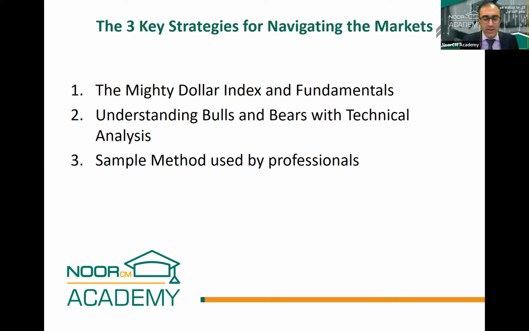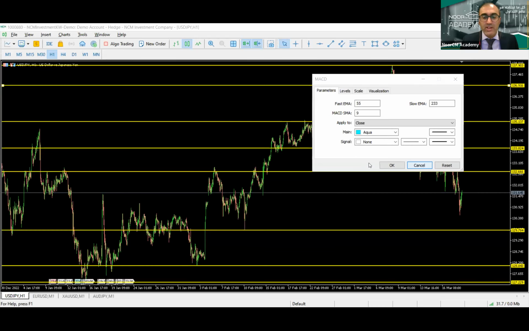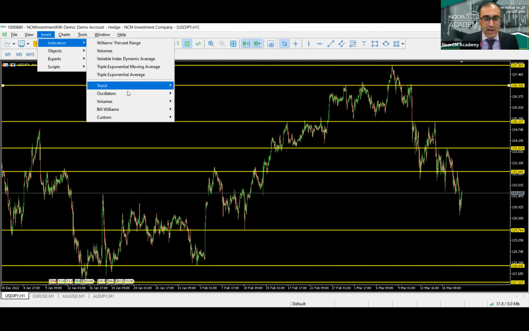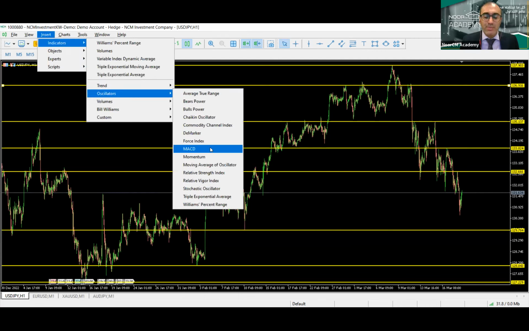Not seeing? Okay. How about now? Can you see it now? I'll repeat the steps. If you can see it now, great. Okay, here are the steps: Insert, indicators, oscillators, and MACD. You can print screen, or you can take a screenshot, whatever.